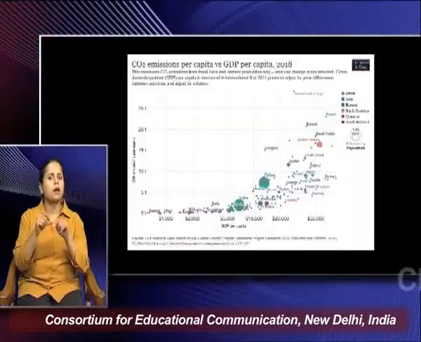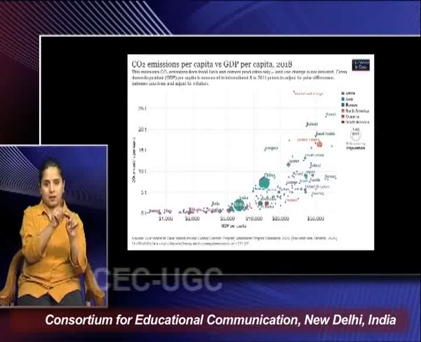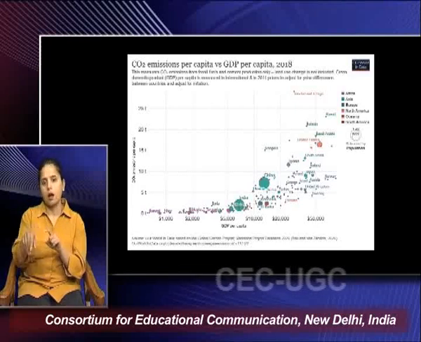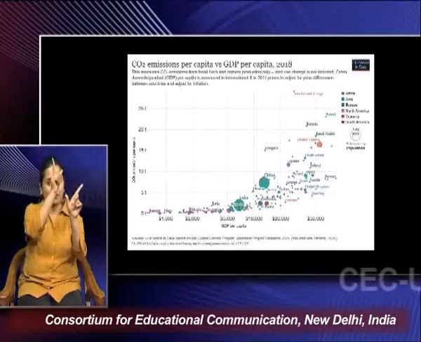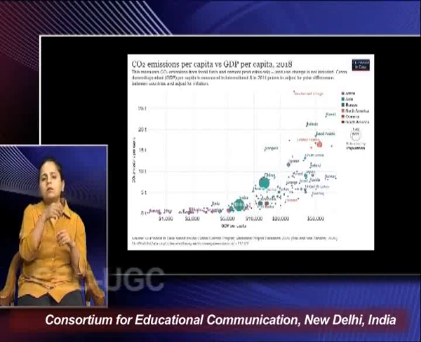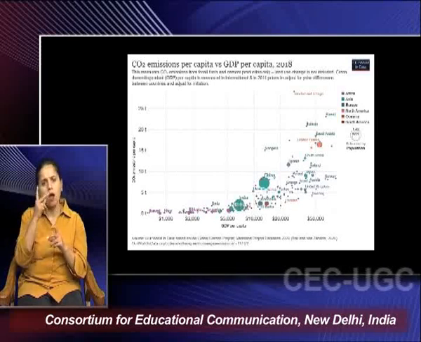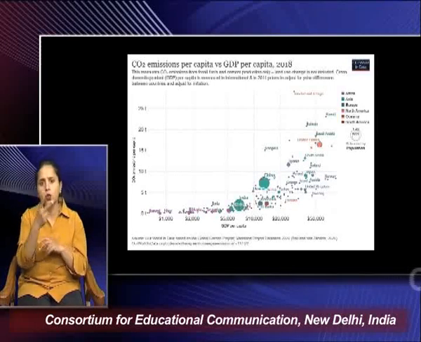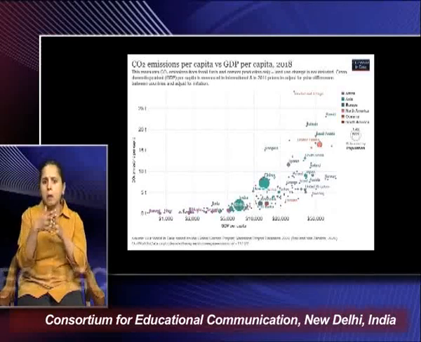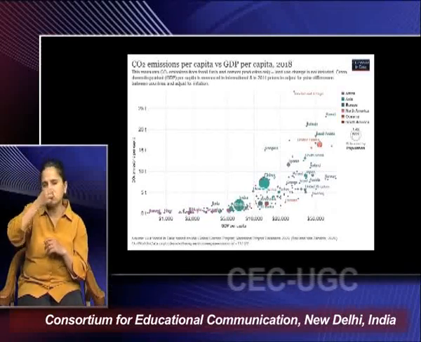Now this is another important example where this data set from Our World in Data shows on the x-axis the GDP per capita for various countries in the world. On the y-axis you have CO2 emissions per capita. So clearly you see that countries which are economically lagging behind, closer to 1,000 or 2,000 or 5,000 US dollars, their contribution to the CO2 emission is almost negligible.